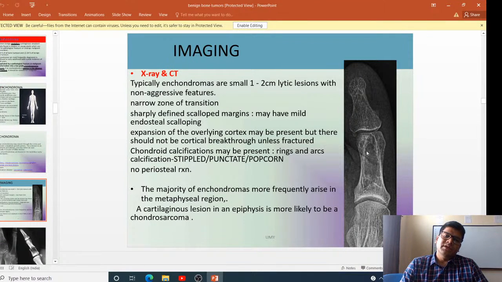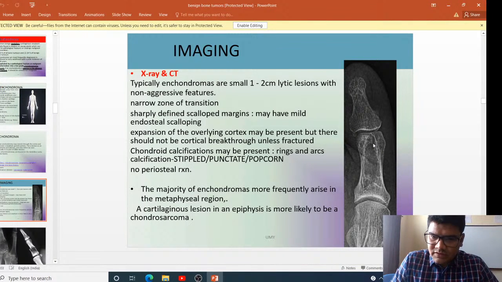Endosteal scalloping means the lesion erodes the cortex from the inside, causing some scalloping. Okay, it is called endosteal scalloping. Expansion of the overlying cortex may be present, but there should be no cortical breakout unless fractured. Okay, there can be some punctate or popcorn calcification within the lesion. So here you can see that within the lesion there are some calcifications which are called popcorn calcifications, and there is no periosteal reaction.